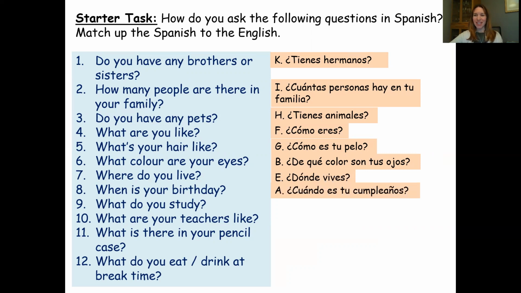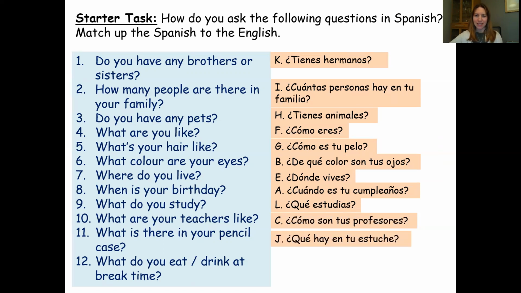That was one of the first things that we did in Spanish. What do you study? ¿Qué estudias? What are your teachers like? ¿Cómo son tus profesores? What is there in your pencil case? ¿Qué hay en tu estuche? And what do you eat or drink at break time? ¿Qué comes o bebes en el recreo?